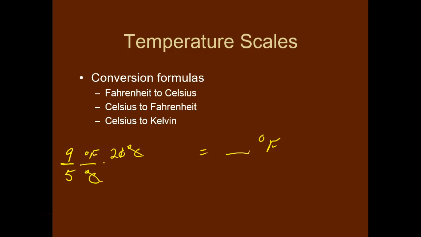But then what do you have to do once you get that conversion done? Because Fahrenheit has a different 0 point. See, this gets you to degrees Fahrenheit. Now you add the 32 degrees Fahrenheit, and that makes sense. So 5 will go into 20 four times. 9 times 4 is 36, plus 32. 68 degrees Fahrenheit. Yeah, nice, pleasant temperature.